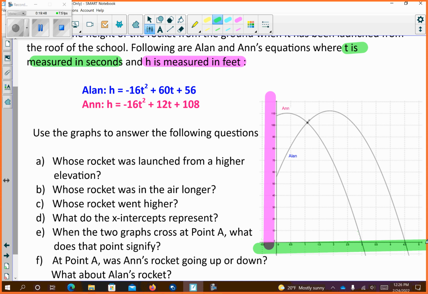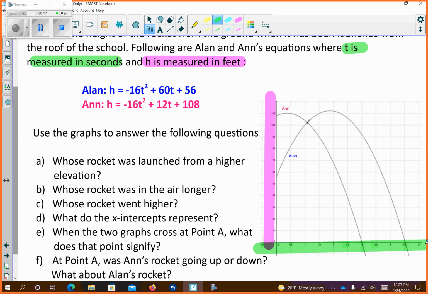Okay, so Alan has some sort of equation, negative 16t squared plus 60t plus 56. T is the same thing as using x, which is using a variable. And Ann has h equals negative 16t squared plus 12t plus 108. Okay, so now, this pink line is basically like the building. Agree? The pink is the building somehow.